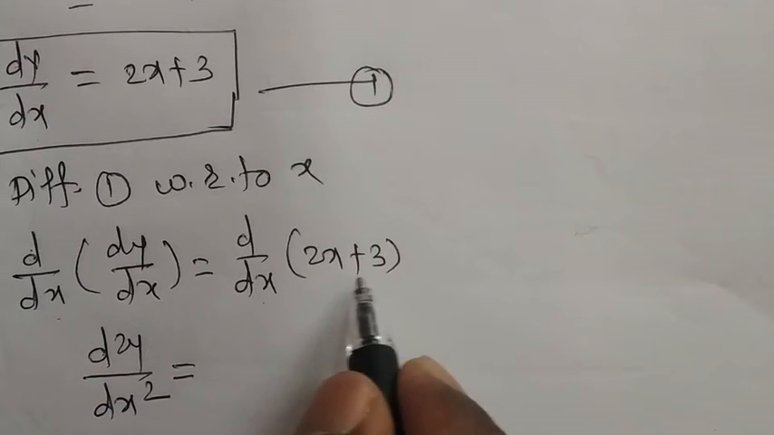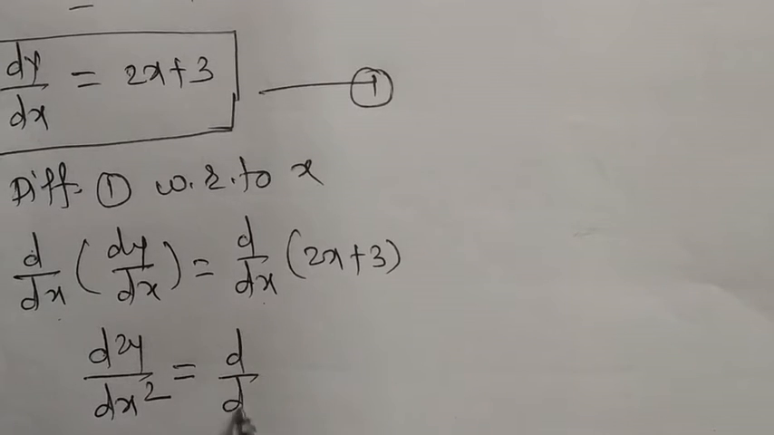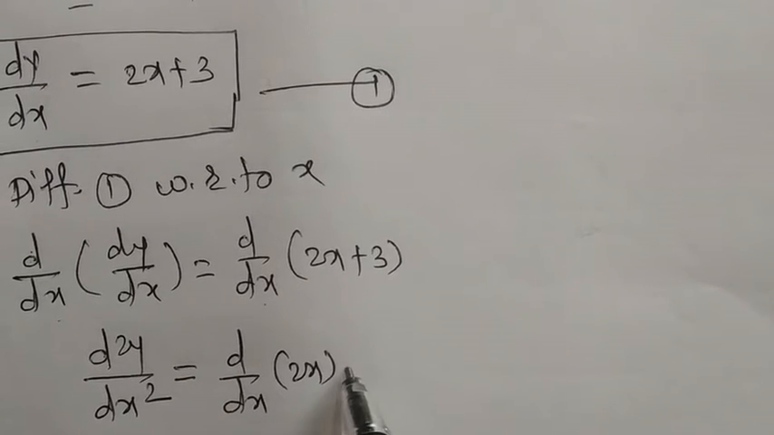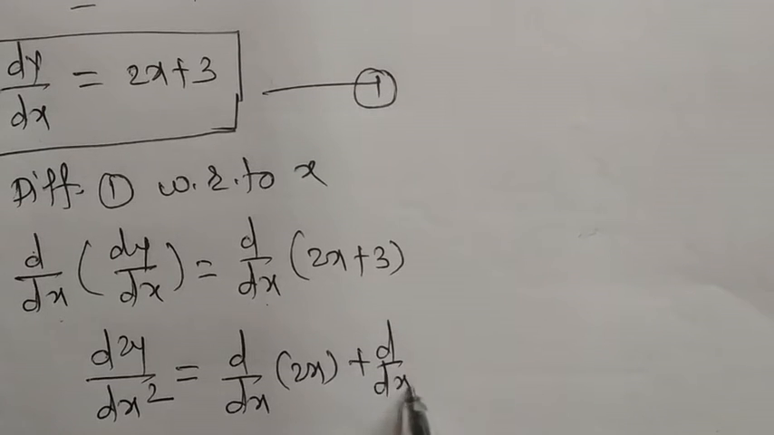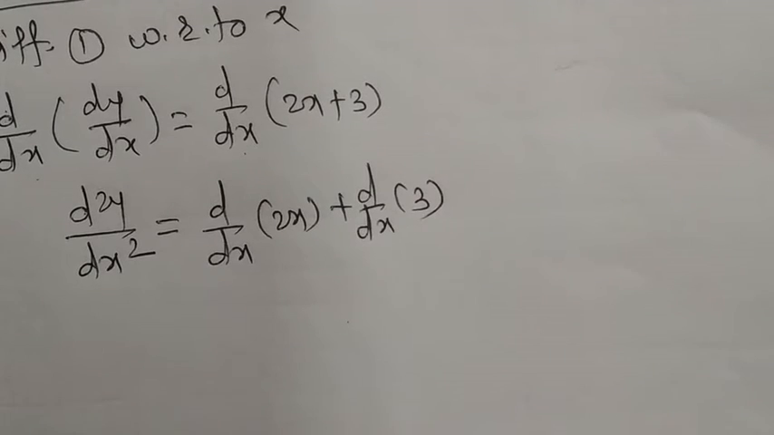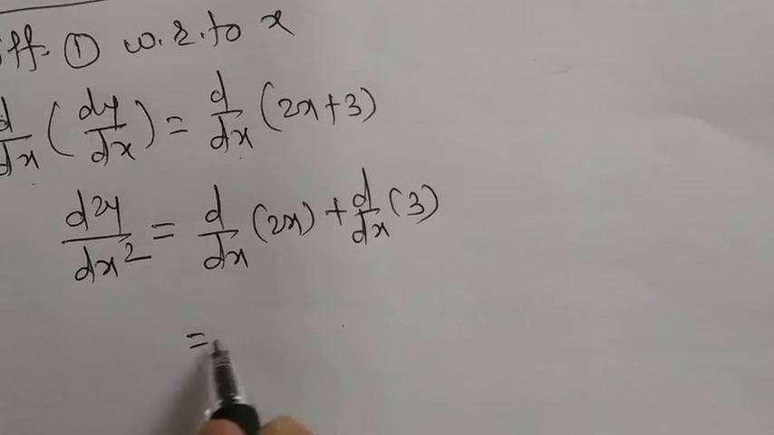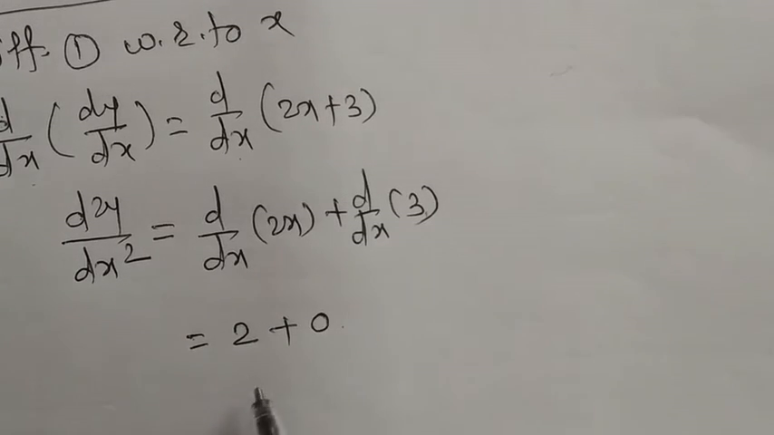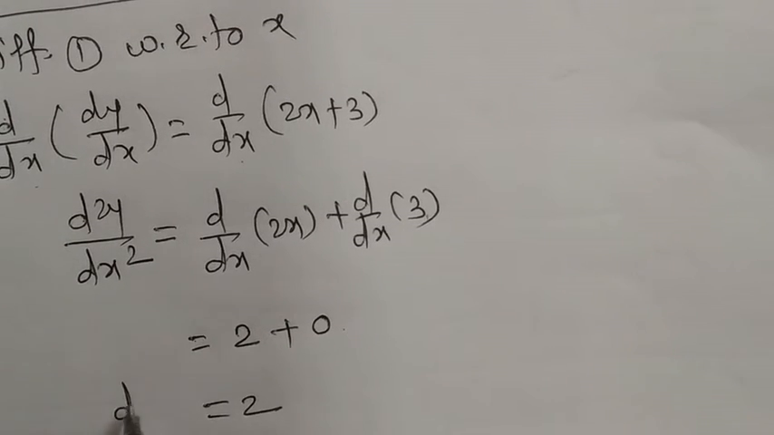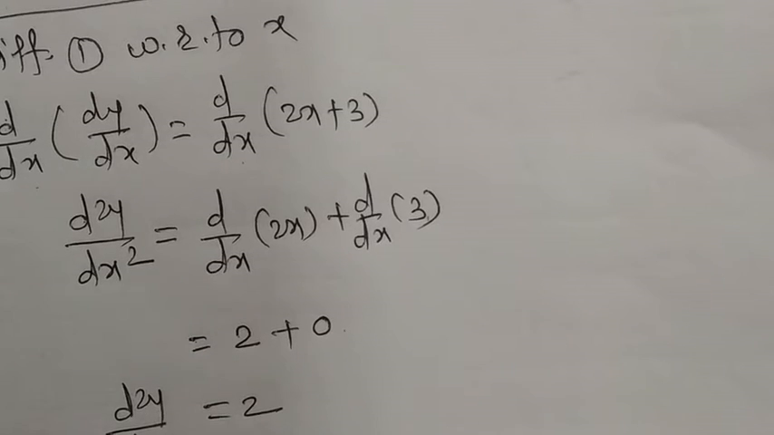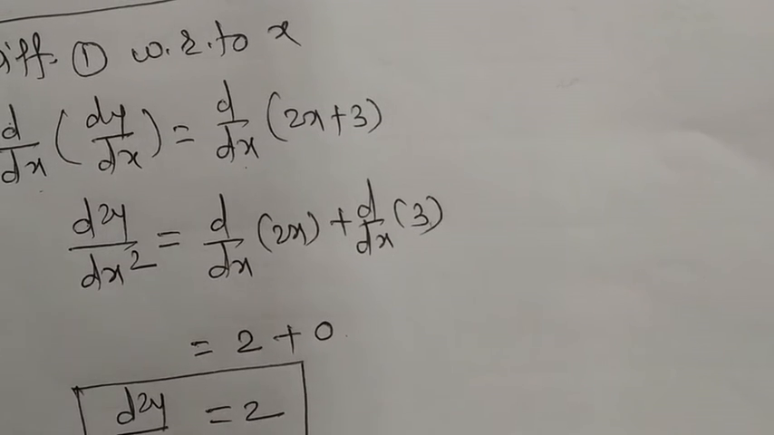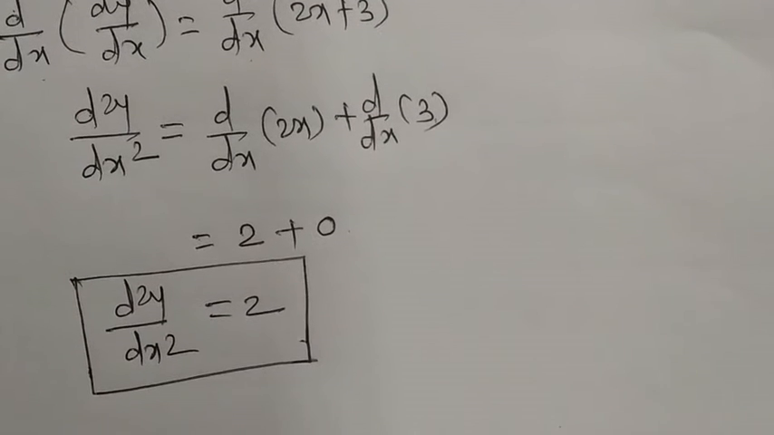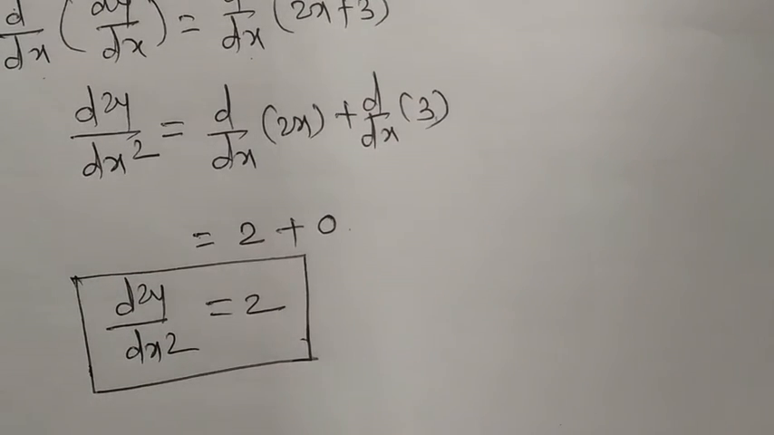Again there are two terms, so we will take the separate derivative of each term: d dx of 2x plus d dx of 3. The derivative of 2x, again by the formula for kx, is 2. The derivative of a constant is 0. The answer is 2. This is your final answer, d2y by dx square. Hope you understood very well how to take a first differentiation and also a second differentiation.